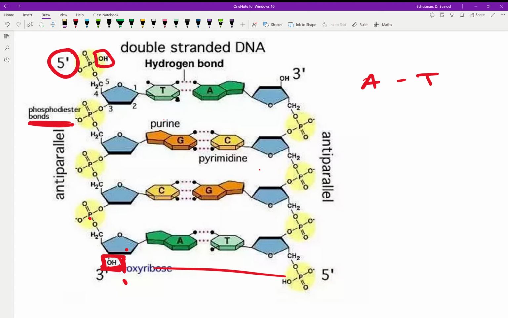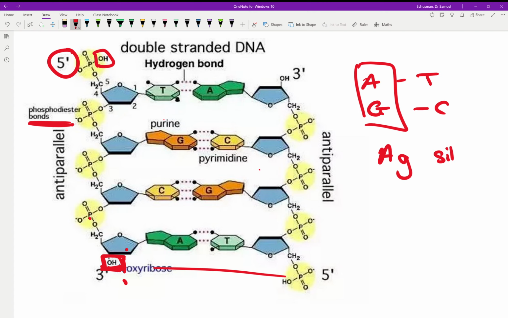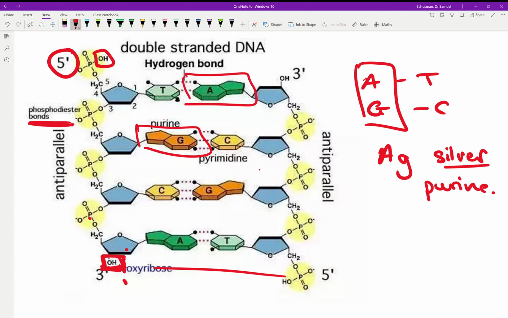I'm actually going to draw it the other way around. So G always goes with C, and Ag is the chemical symbol for silver, and a key property of silver is whether it is pure or not. So these are your purines, and your purines have two carbon and nitrogen rings within them. A and T form two hydrogen bonds between them, and G and C form 3.